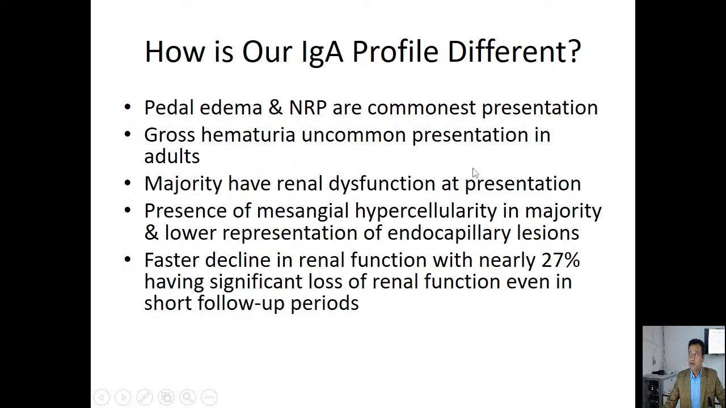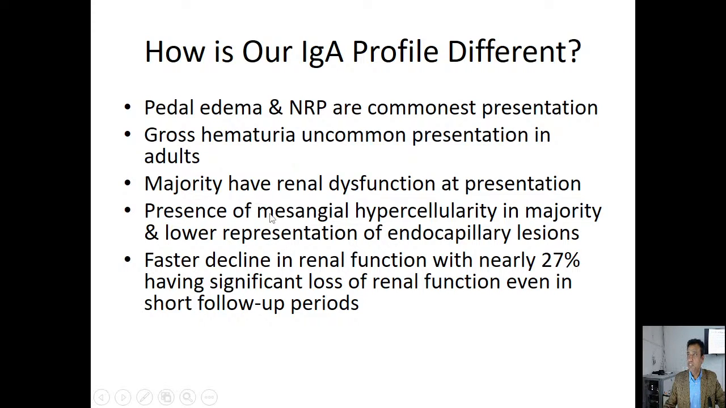So in the end, how do I believe that our IgA profile is different? Our patients predominantly present with pedal edema and nephrotic range proteinuria as the commonest presentation, which in fact is rare in the Western population. Gross hematuria, which is a very common presentation in the West, is rare in our adults. Majority of patients have renal dysfunction at presentation, indicating that we usually pick up the disease late, and this could be because of referral bias, and we don't have any active screening program.